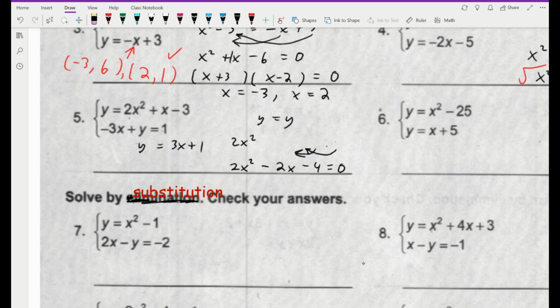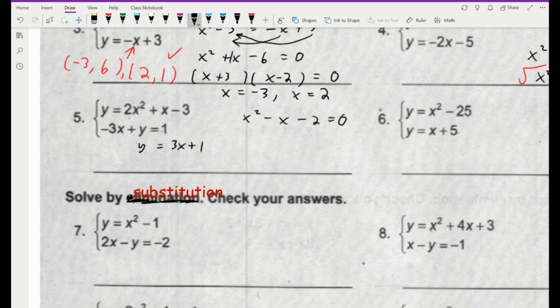I'm going to erase some of the work here so we can write above it. Now, we should always simplify when possible. We could divide everything by 2, and we'll get x squared minus x minus 2 still equal to 0. And now we're going to factor this problem. 2 factors that multiply to negative 2, but they sum to negative 1.